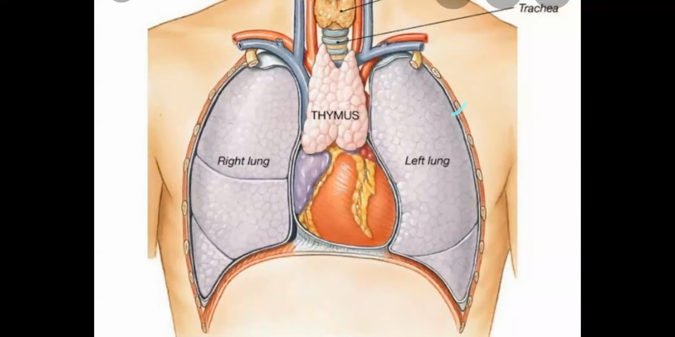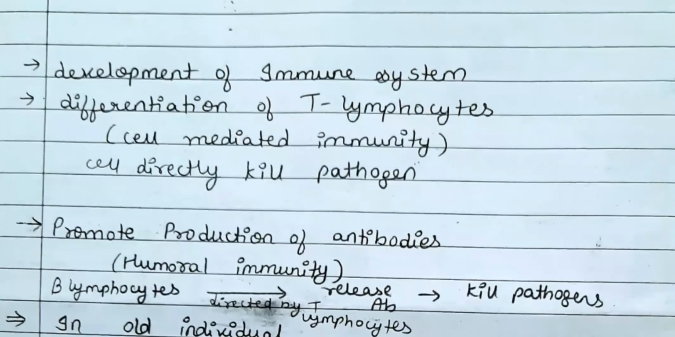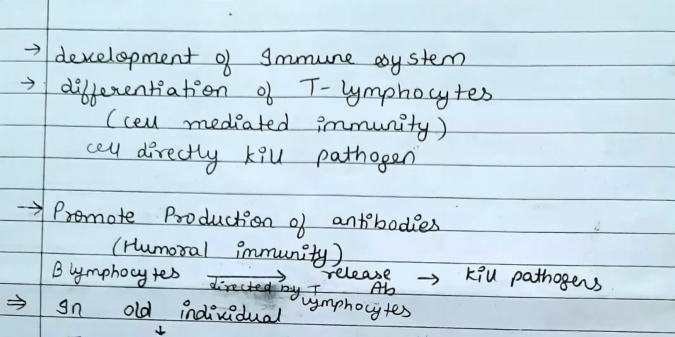The hormone that is secreted is called thymosin. Actually, thymosins, it's a similar group of hormones. Let us see the effects of thymosins. For the development of the immune system, our immune functions depend upon the thymus. The thymus is responsible for the development of our immune system.